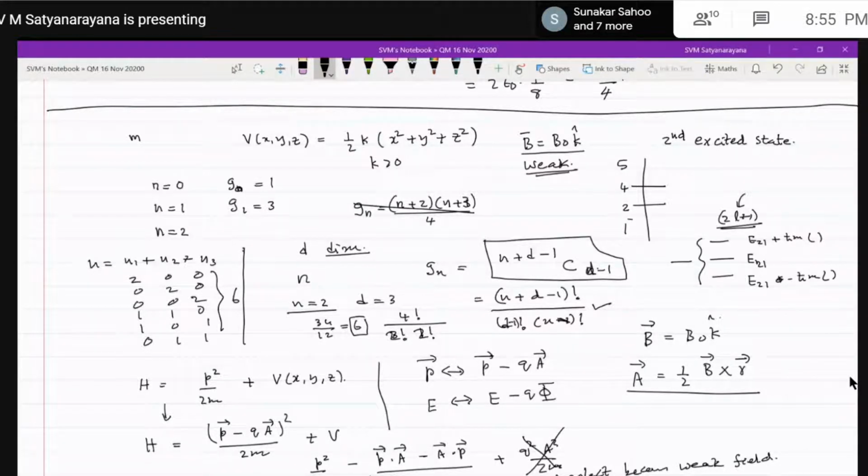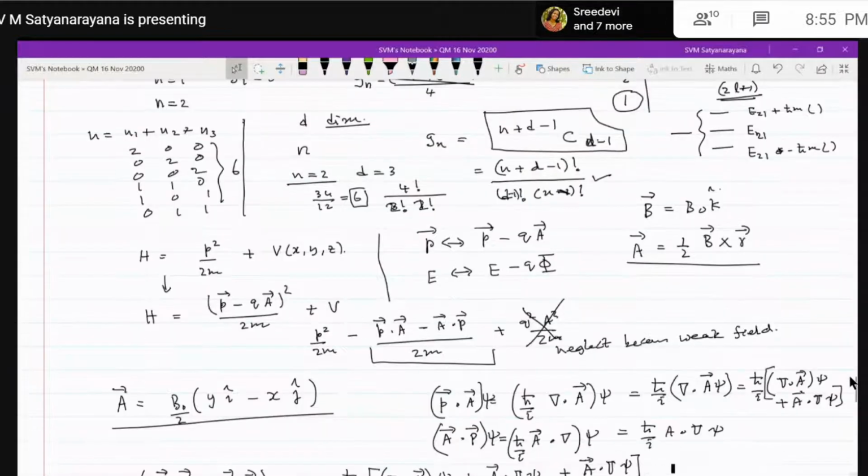Okay, so it cannot be 1 because only the ground state alone will not split. Since they are talking specifically about the second excited state, it cannot be 5 also, because that means this corresponds to l equal to 2, which cannot happen for n equal to 2. Okay, for me it looks like 3 is the correct answer.